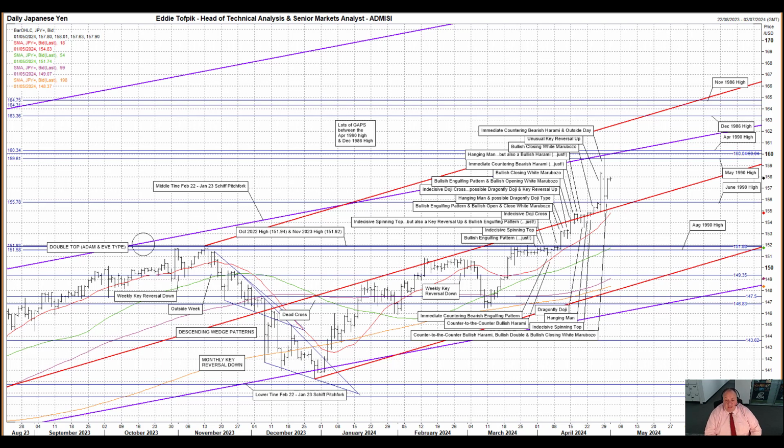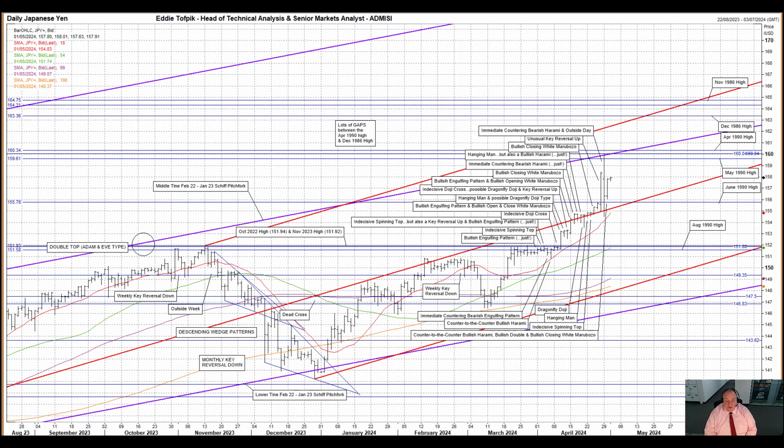Now, prices rose up and closed just under the previous session's open. Overhead we have the May 1990 high at 159.61 and the purple highlighted middle time, currently 160.02, of the large February 2022 to January 2023 bullish shift pitchfork. And down below, under the June 1990 high at 155.78, we have the red highlighted middle time, currently at 155.20, of the more recent July to December 2023 bullish Andrews pitchfork.